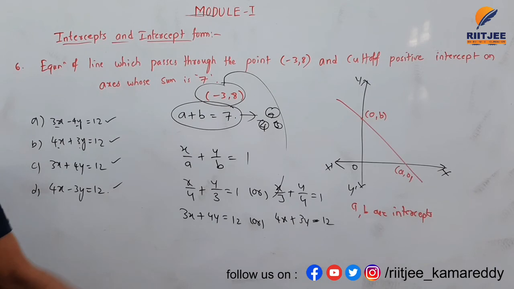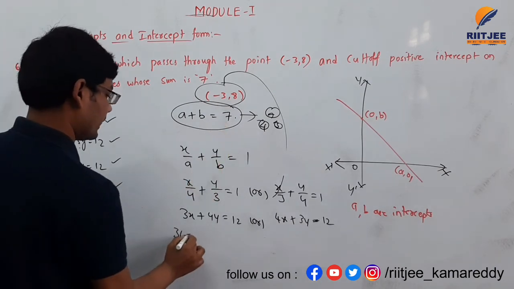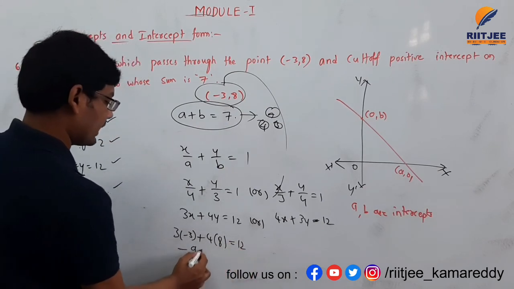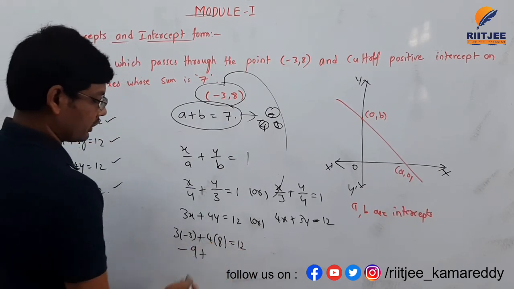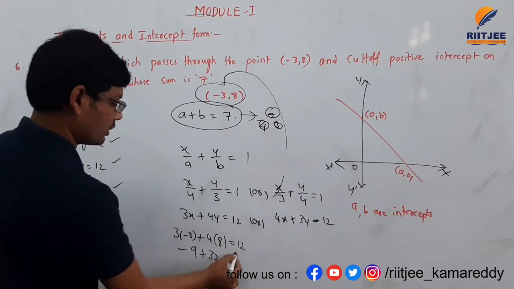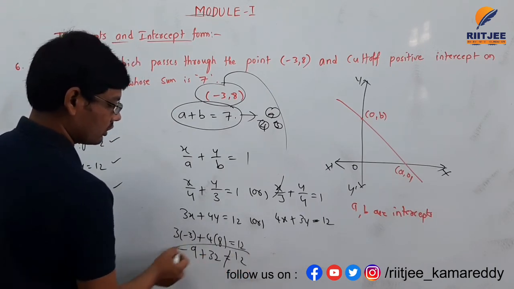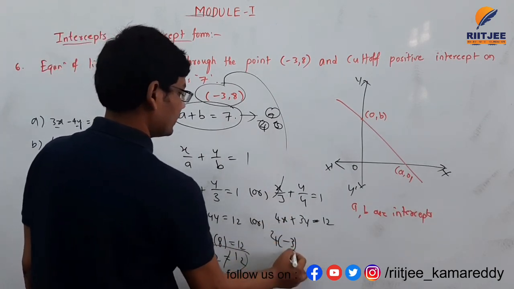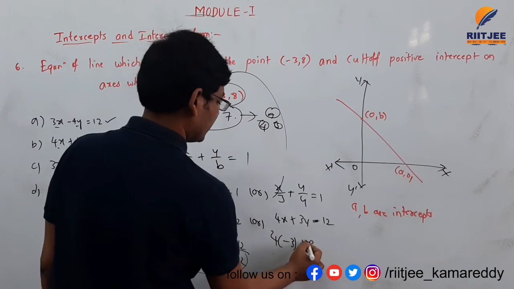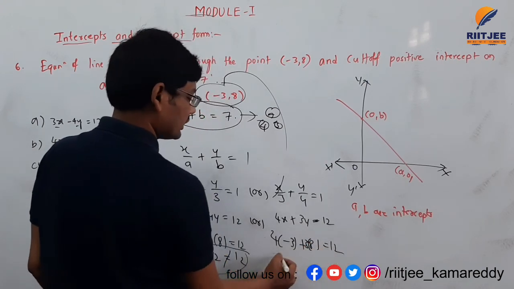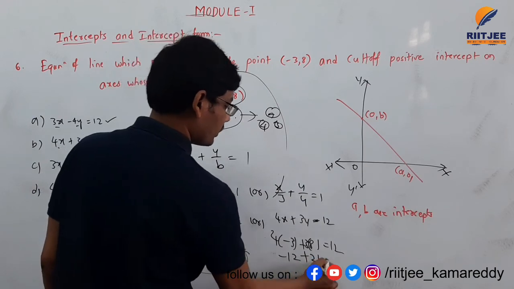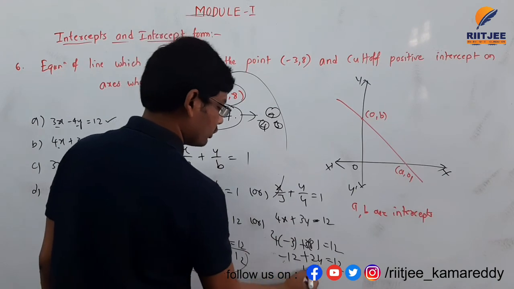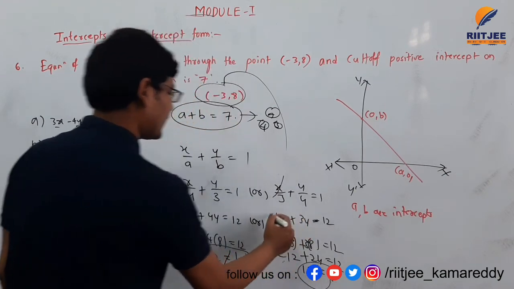Let's substitute the point in these equations. 3 into minus 3 plus 4 into 8 is equal to 12? 3 times 3 is minus 9, 4 times 8 is 32, so that is not equal to 12. So this is wrong. And the next one: 4 into minus 3 plus 8 into 3 is equal to 12? 4 times 3 is minus 12, 8 times 3 is 24, and 24 minus 12 is 12. So 12 is equal to 12. This is the right option.